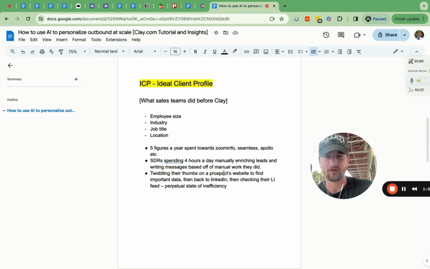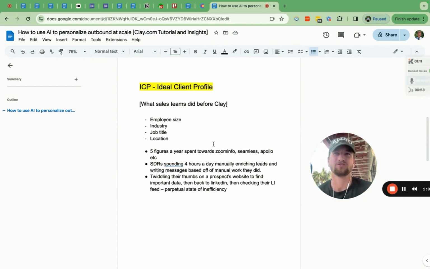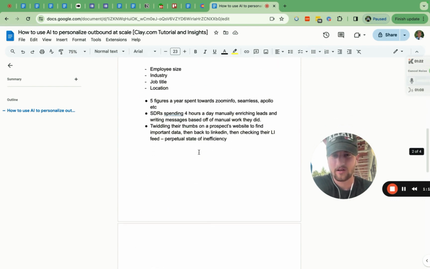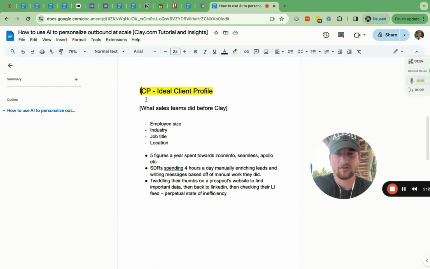Before we actually get into that, I wanted to show you guys why exactly you should use Clay, and also a couple insights on the best practices to use it. So this is basically what people did before Clay, pre-Clay, as you call it, obviously Shrek, essentially just the ICP, right? Just the ideal client profile.